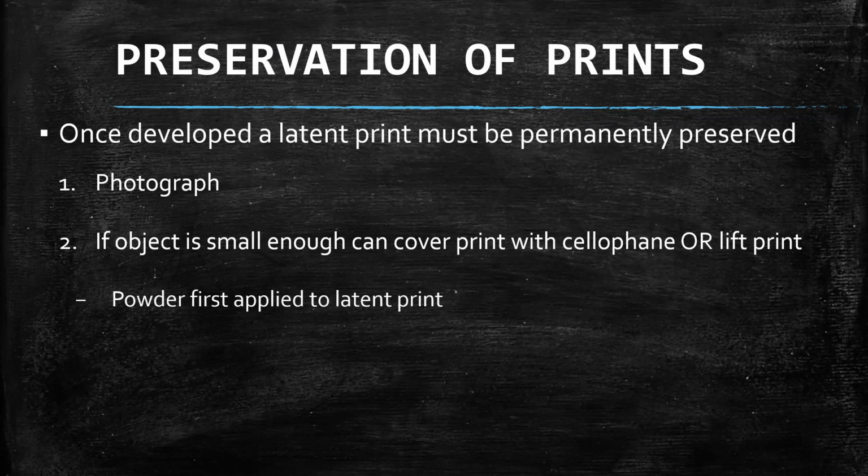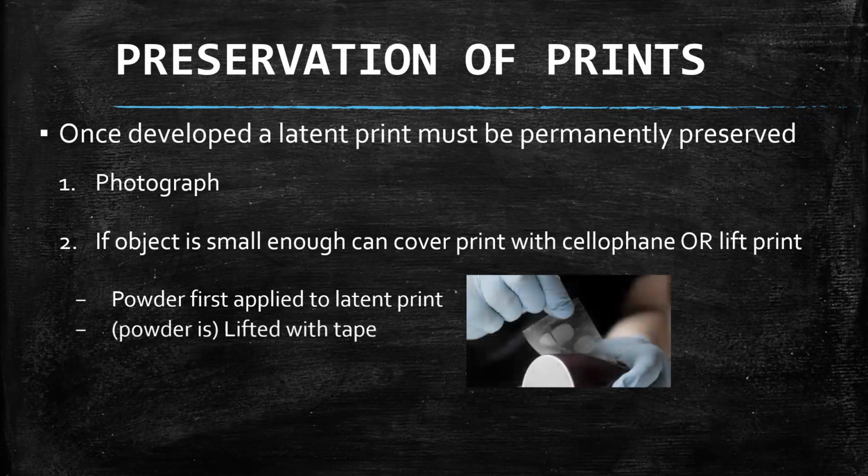So powder is applied first if you're dusting, and then you lift it with fingerprint tape. So you apply the powder down, you develop the print, it's now covered in powder, and that powder makes the fingerprint visible, and then you just apply tape and you lift it. So the fingerprint with the powder comes off of that object and is now on the tape, and then you tape it to an evidence marker, an evidence paper.